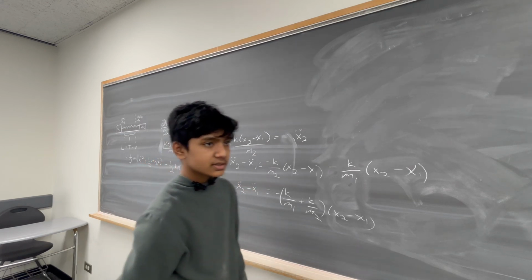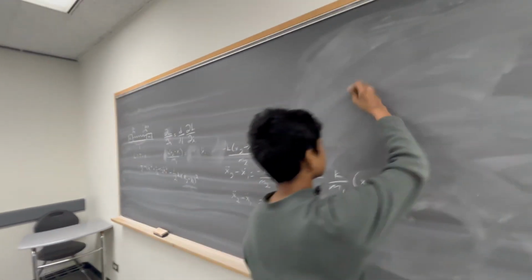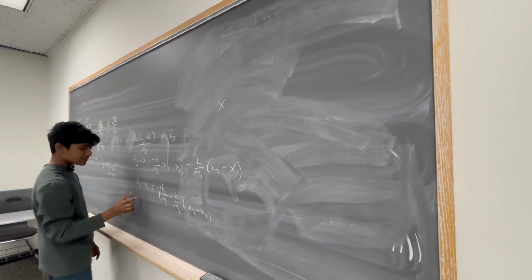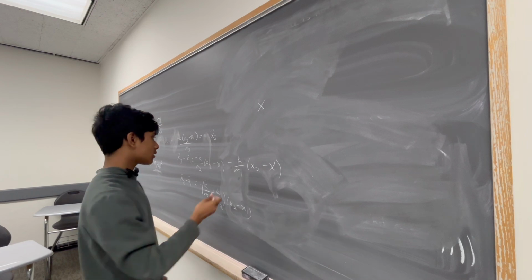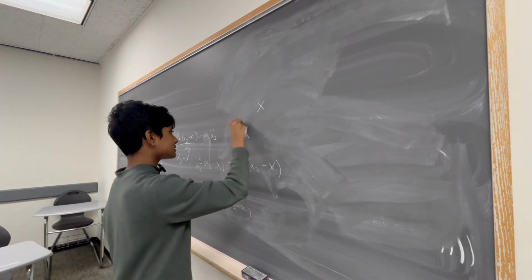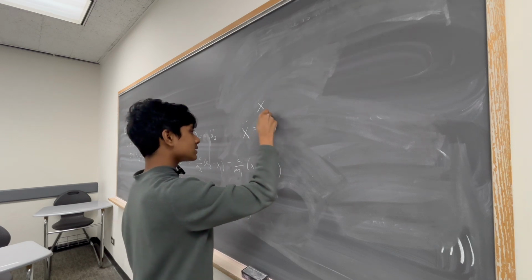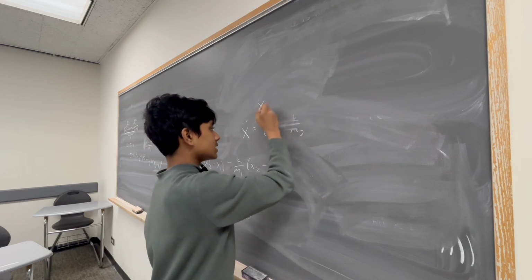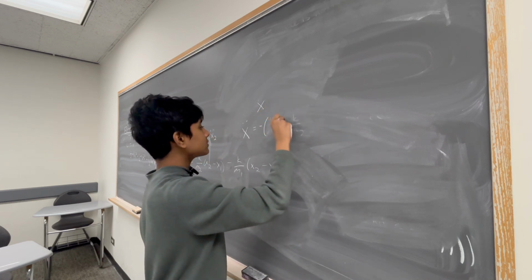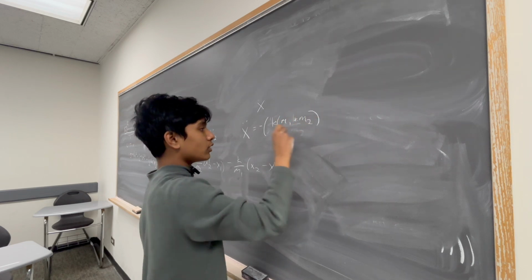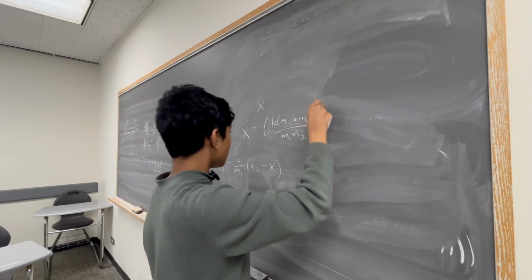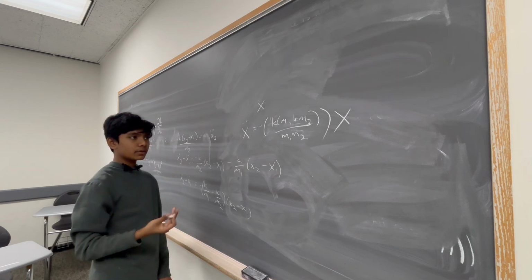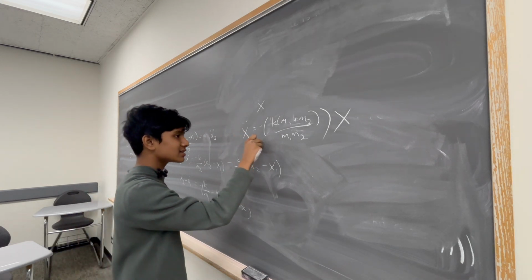Now we introduce, let's just call it x. X is just going to be x2 minus x1. And what's that going to give us? X double dot is equal to minus k over m1 plus k over m2, which I can also rewrite as k times m1 plus m2 over m1 m2, multiplied by x, just x.